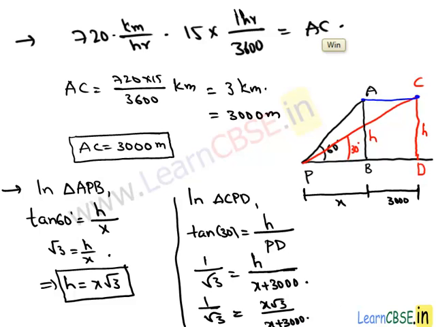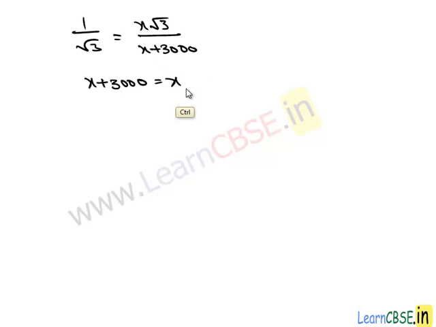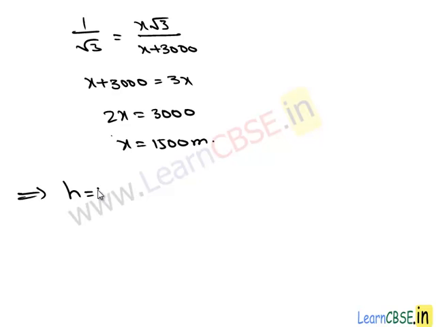Let's continue it in the next page. 1 upon root 3 times x times root 3, and x plus 3000 we have. By cross multiplication we get x plus 3000 equal to x times root 3 times root 3, which is 3x. By transposing this x to the right hand side, we get 3x minus x, which is 2x, and it is equal to 3000. Therefore the value of x is 1500 meters, and we have the equation h is x times root 3.